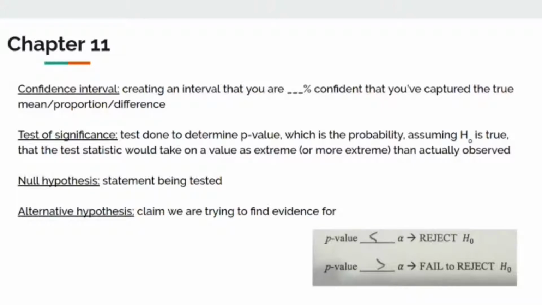And once you find this, you run your test, you have a p-value. If the p-value is less than your significance value, then you reject the null hypothesis. But if it's greater, then you fail to reject the null hypothesis.